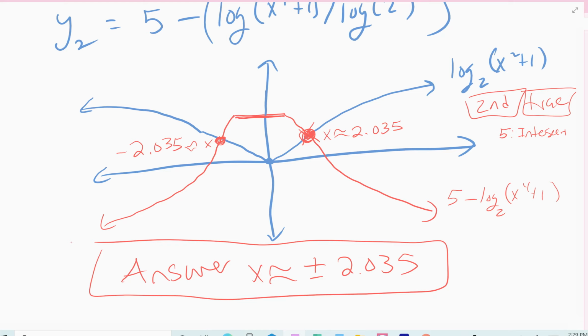One more section left to go, which is really just practicing solving more complex equations by hand, and we'll come back to graphical, and then some simple applications of logarithms. All right, and that'll finish up chapter 5.